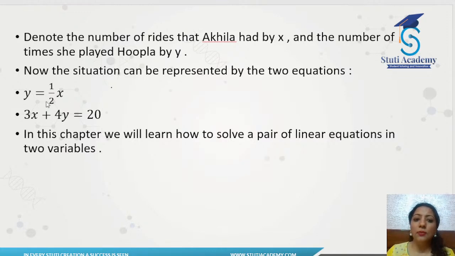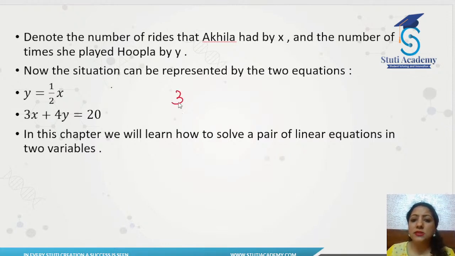Now we know that the number of times she played hoopla is y, and that is half the number of times she has enjoyed the rides. So we can say that y is half of x. This is one relation which we have got between x and y. Also, we know that 3 rupees is the cost for the ride.